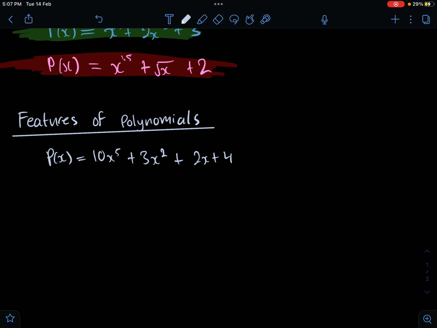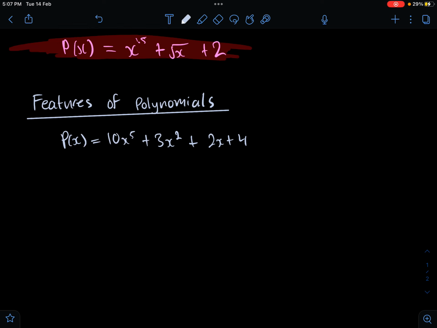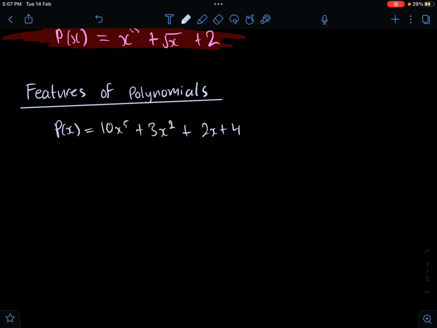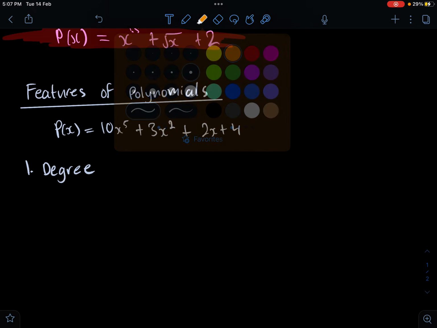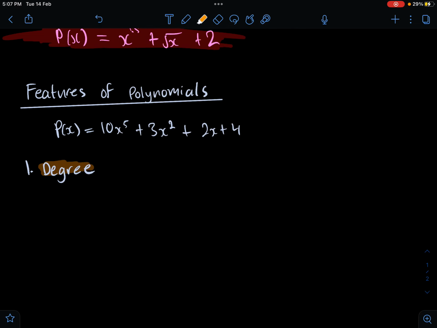And now what we're going to do is just go through the different names of different parts of it. So to start off with, the degree. So the degree of a polynomial, it's not like 360 degrees, that sort of thing. The degree of the polynomial, I'm going to use different colors here. Go with an orange to start off with. The degree is the highest power. So if you look at this polynomial, it would be this 5 over here.